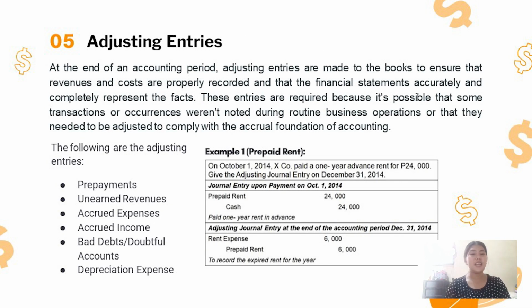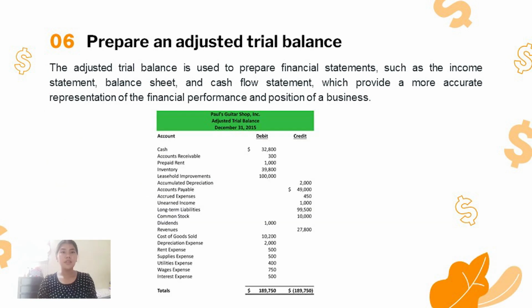So next, prepare financial statements. Using the adjusted trial balance, financial statements are prepared. The key financial statements include the income statement, statement of earnings, balance sheet, and statement of cash flows. These statements provide an overview of the organization's financial performance and position. So next is to prepare an adjusted trial balance to ensure that the total debits equal the total credits in the general ledger. This step helps in identifying any errors or imbalances in the recording process.